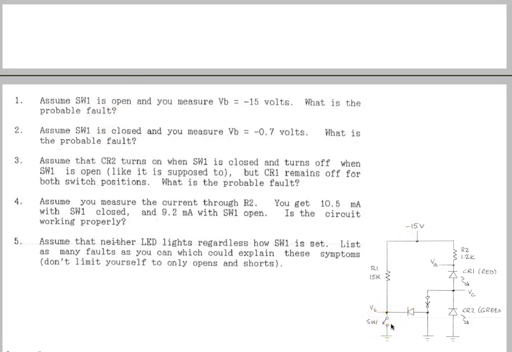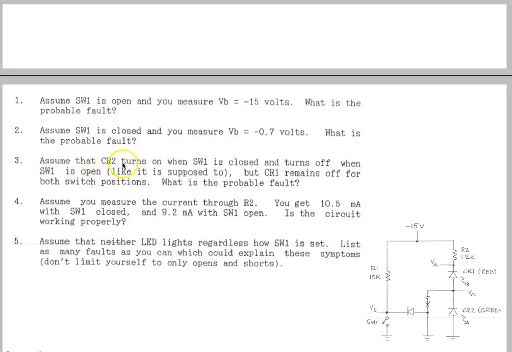In that case, VB should be equal to negative 0.7 volts. So the base of the transistor is disconnected, or you can say it has failed open. Second question: assume switch 1 is closed and you measure 0.7 volts. What is the problem? In that case, you should measure 0 volts when the switch is closed. So the switch is disconnected, or you can say it has failed open.